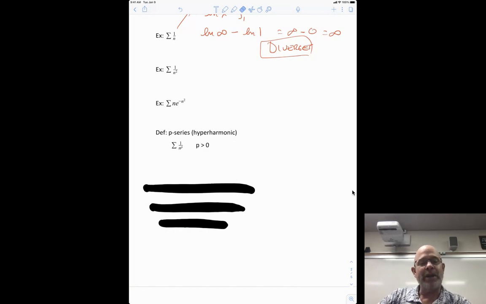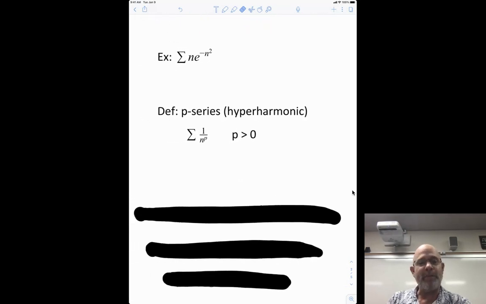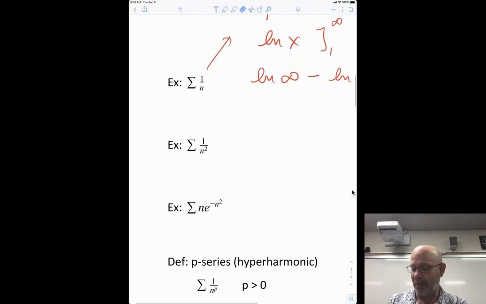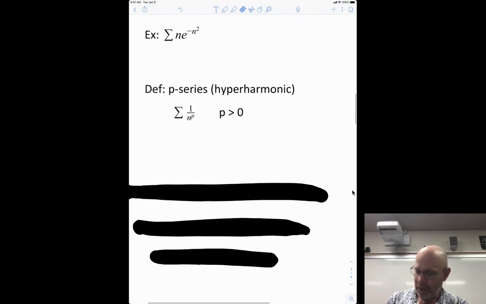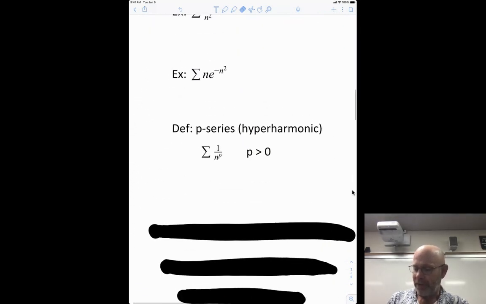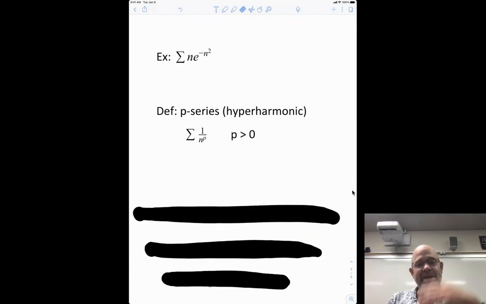P-series, or another term for P-series is hyperharmonic series. A P-series is anything of the form 1 over n to a power. So I just did 1 over n. You can see the next example I'm going to do is actually 1 over n squared. These are called P-series. The number on top means nothing. It doesn't have to be 1. It could be 2 or 3 or 4 or 10. It doesn't really matter because you're just going to factor it out anyway.